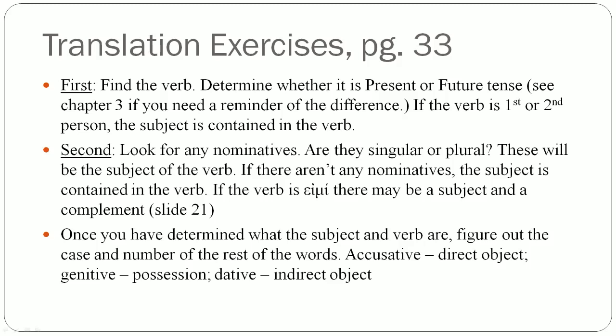All right, so if you're locked into nominative is the subject, I have to find a nominative, you might be looking for a really long time in some of these sentences. All right, that's why I say first thing is to find the verb. That way you kind of have an idea of what is going on. All right, so look for any nominative second. If you do find one or more than one, you can find a lot of them actually, but if you find a nominative, determine whether that is singular or plural.